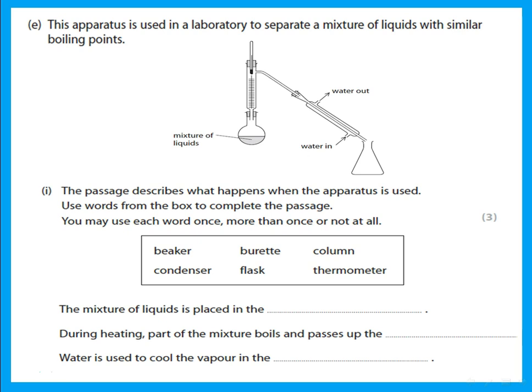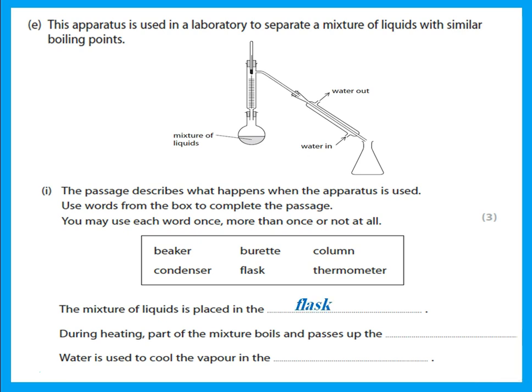So remember, when we're trying to separate a mixture of liquids, then we use this. This is fractional distillation. The passage describes what happens when the apparatus is used. Use words from the box to complete the passage. You may use each word once, more than once, or not at all. So he's saying the mixture of liquids is placed in the what? What is that apparatus where he put the mixture of liquids?